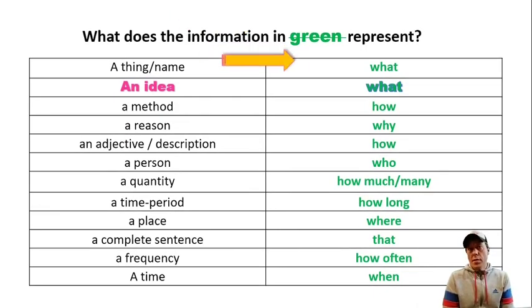So therefore, what does the green represent? It's an idea this time. A reflection can be considered a physical noun, but it's generally considered an idea. It's more complex than that. It's a concept, if you like, which we would substitute with the word what, the pronoun what.